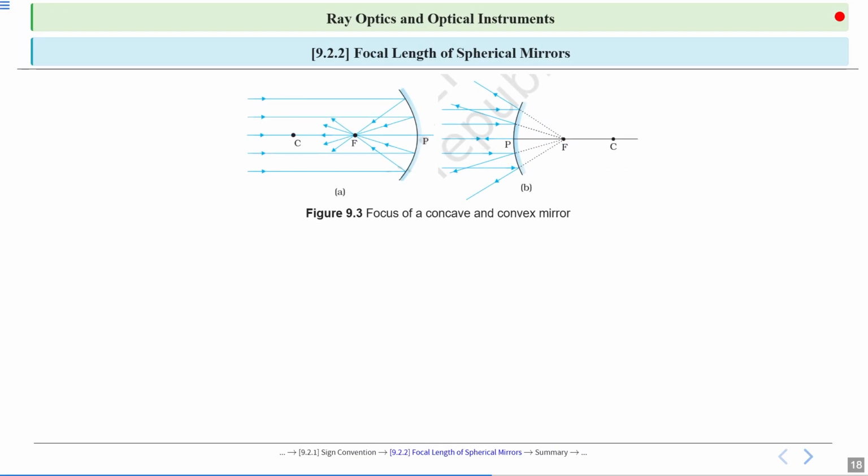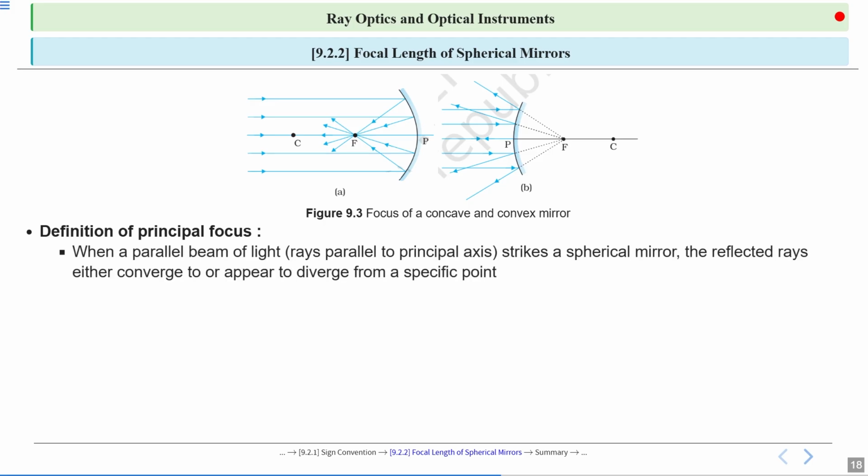Now, focal length of spherical mirrors. Definition of principal focus. It is represented by figure 9.3, focus of a concave and convex mirror. You can see in the diagram there is a parallel beam of light. In both cases, this is a convex mirror, this is a concave mirror. When a beam of light rays parallel to the principal axis strikes a spherical mirror, spherical mirror meaning convex or concave, both are spherical mirrors, the reflected rays either converge.